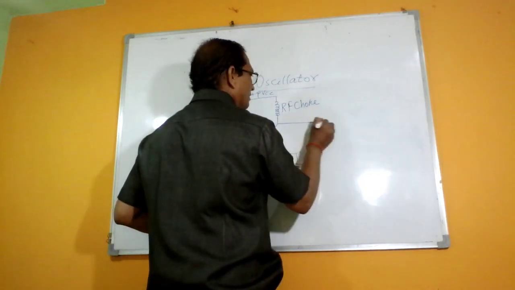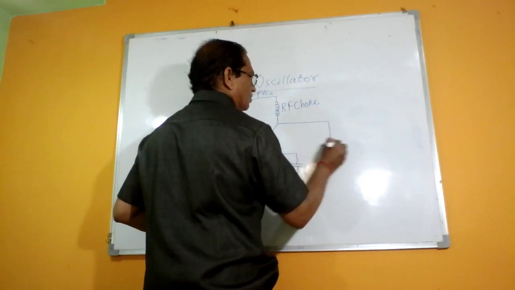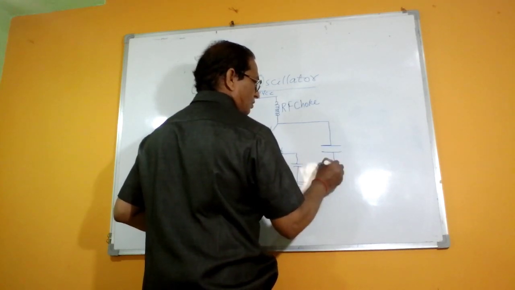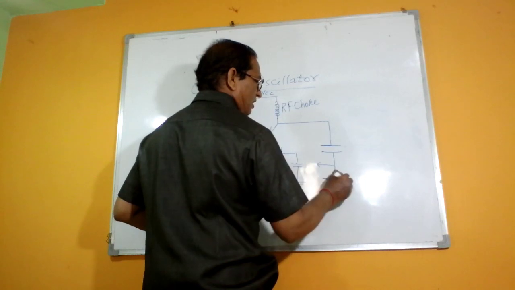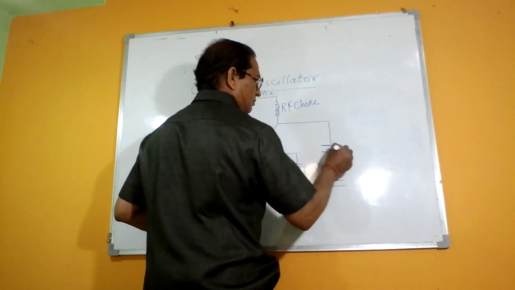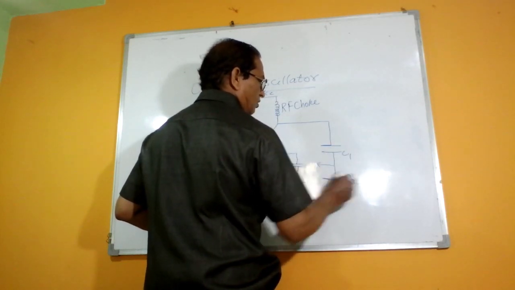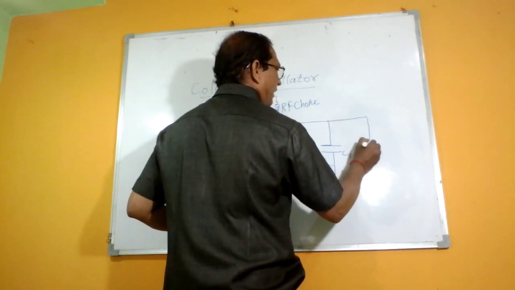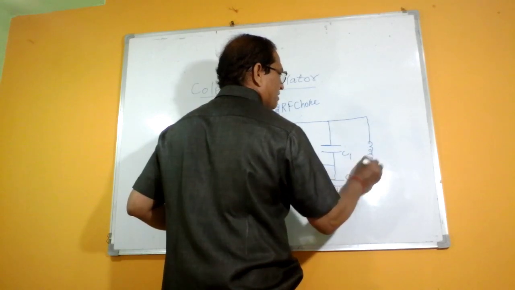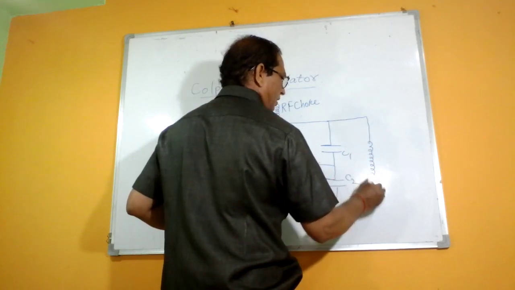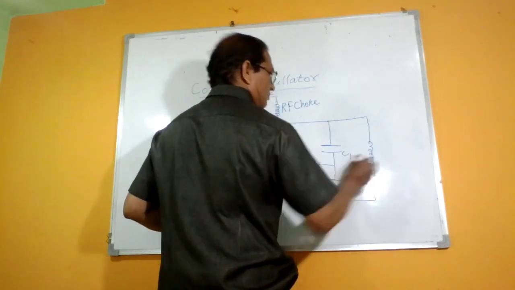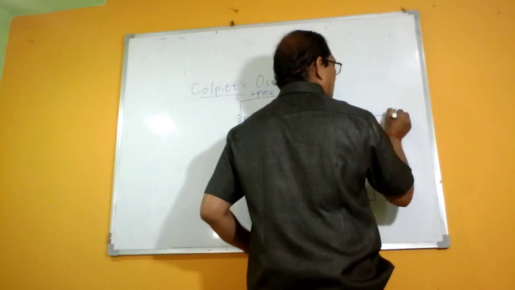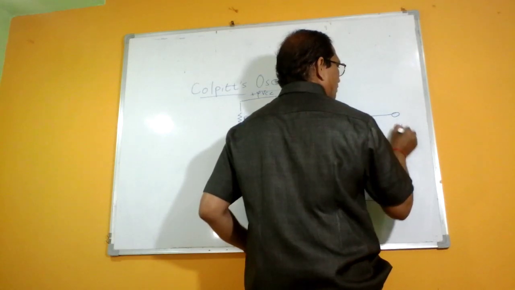Now the tank circuit consists of two capacitors, C1 and C2. This is C1, this is C2, and they are placed across a common inductor here. So this is L, and the output is to be taken from this one as V out.